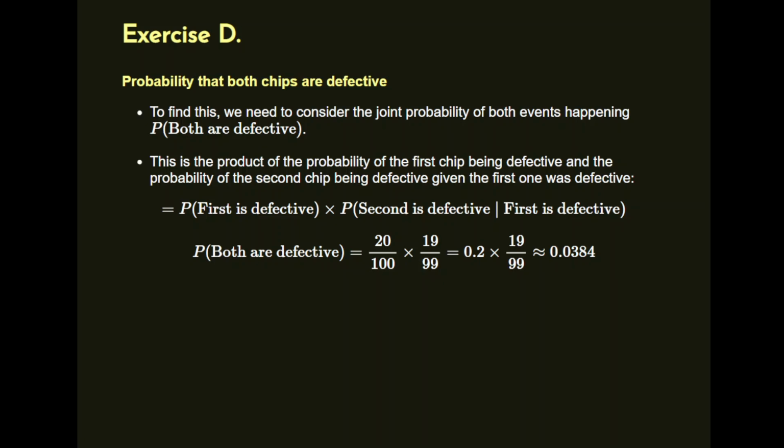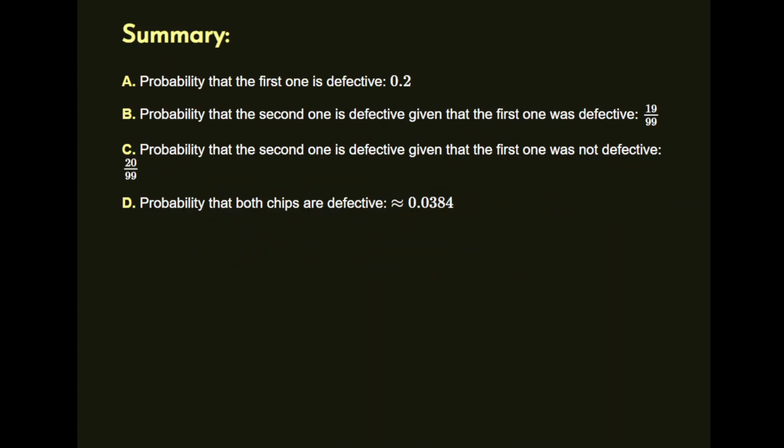It is 0.0384. Do I have anything left to say? No, that's just a summary of the four answers. The first one is defective, 0.2, 20%. Second is defective, given that the first one was defective, 19 divided by 99. The probability that the second one is defective, given that the first one was not defective, 20 divided by 99. And finally, both are defective, 0.0384.